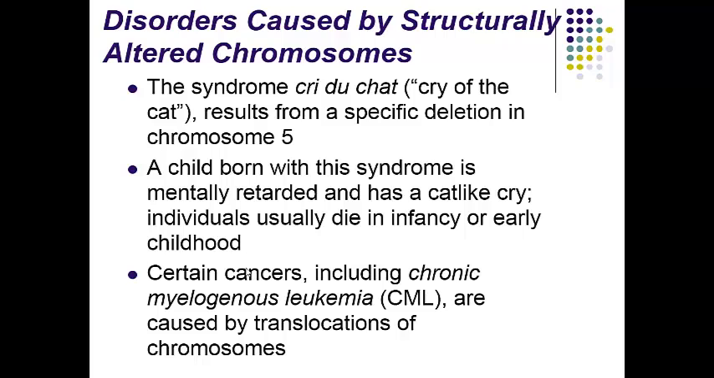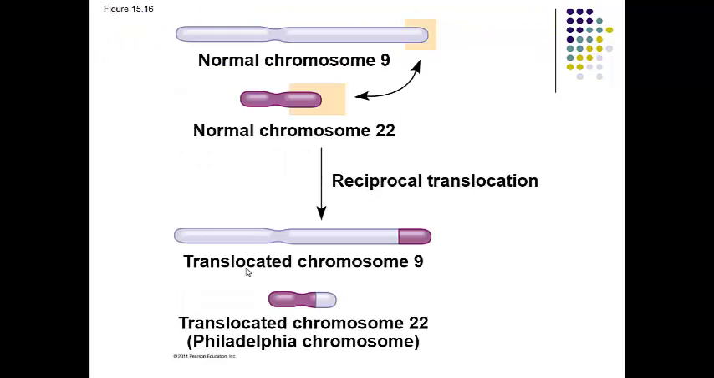A cancer is caused by a translocation. This cancer is called CML, chronic myelogenous leukemia, and it's caused by a translocation that takes place between chromosome 9 and chromosome 22. You can see that these two chromosomes undergo crossing over, so they exchange pieces of chromosome when they're not supposed to. This translocated chromosome number 22 is called a Philadelphia chromosome, and that is indicative of CML, a particular type of cancer.